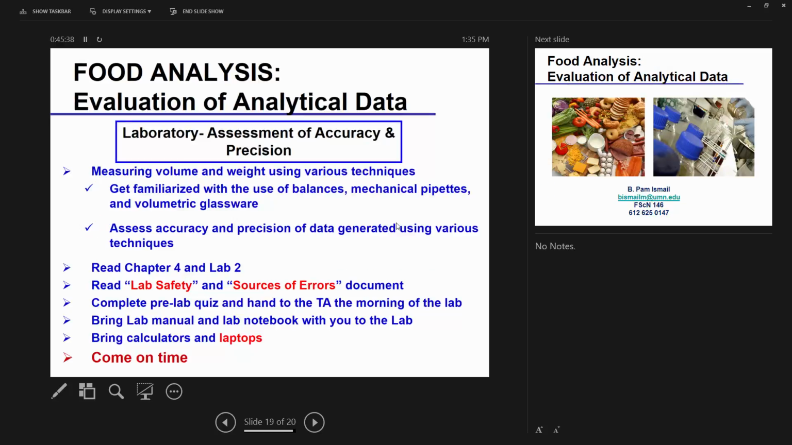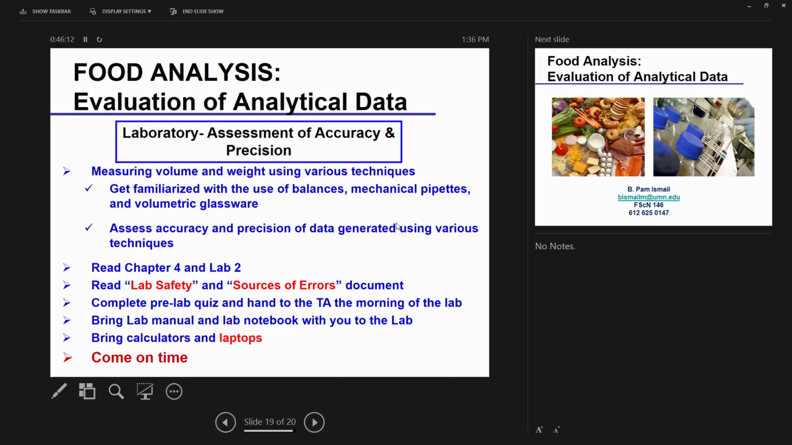So what are we doing in the lab next week? Basically we're going to get you familiarized with using pipettes and balances and flasks, measuring utensils basically, because you'll be using them the entire semester, so it's good to start from the beginning and learn how to use them. And not just that, you're going to use these values and determine all the sets of statistics that we talked about, and we'll have discussion about them and the significant figures and everything.